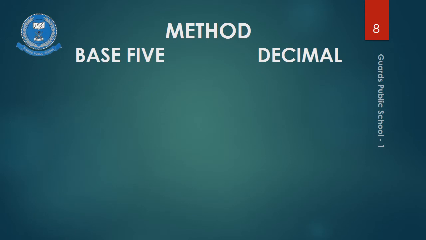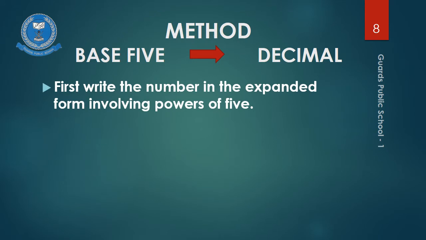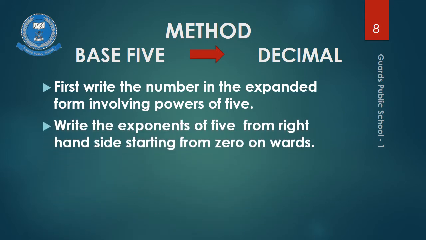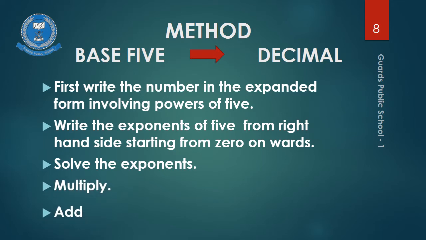Here is the method to convert a number of base 5 into decimal system. First, write the number in the expanded form involving powers of 5. Then, write the exponents of 5 from right hand side starting from 0 onwards. Means from right hand side start writing 0 on first 5, then 1 on second 5, 2 on third 5, like this onwards. Then solve the exponents at first, then multiply and add. By using this method, you can easily convert a number of base 5 into decimal system.